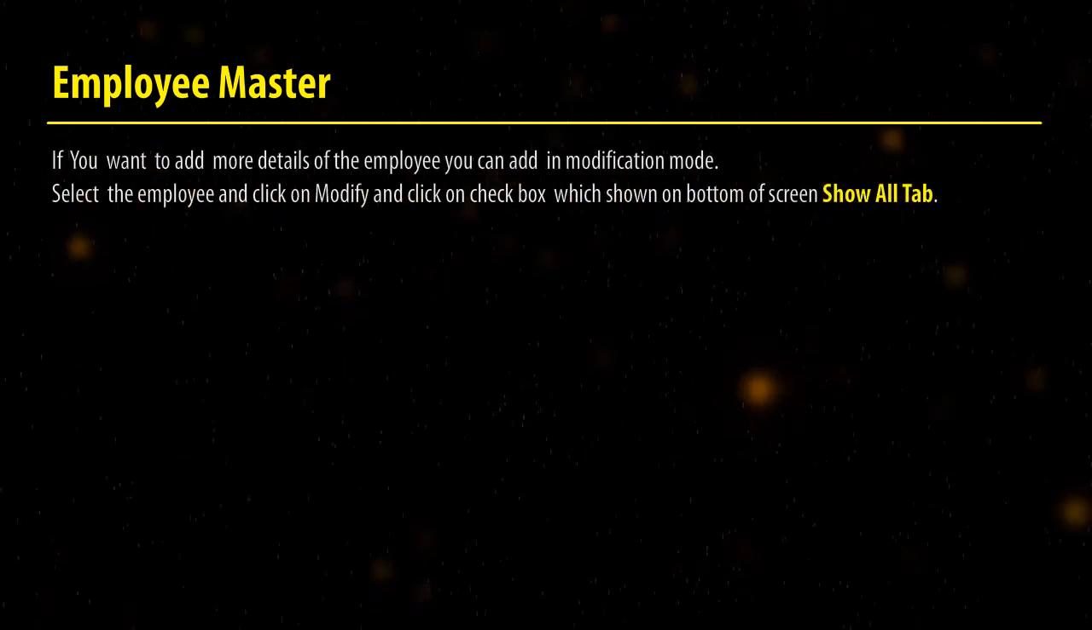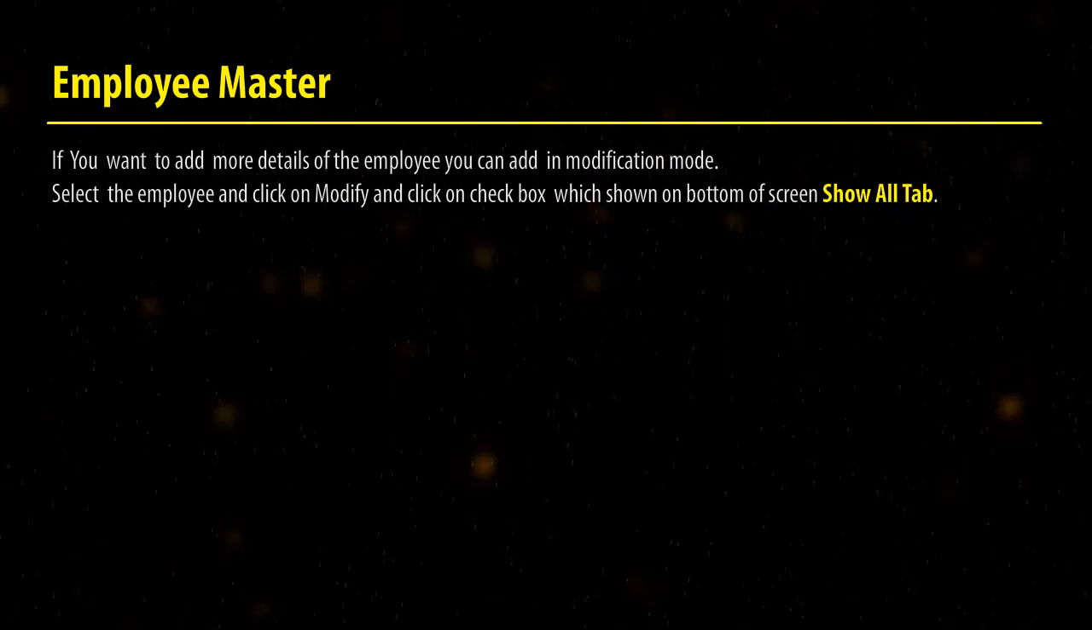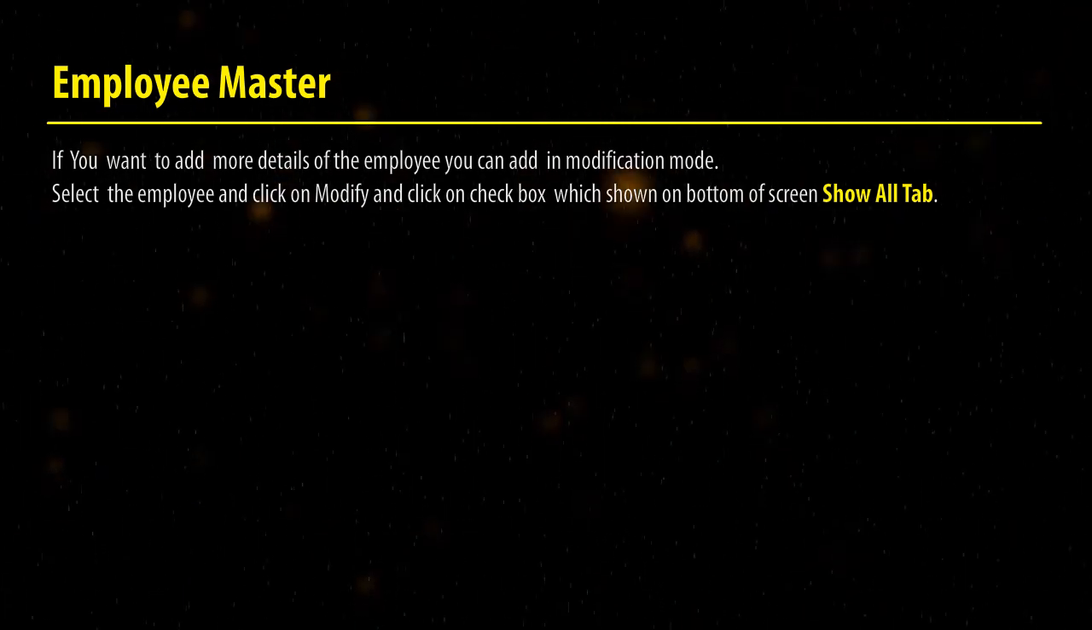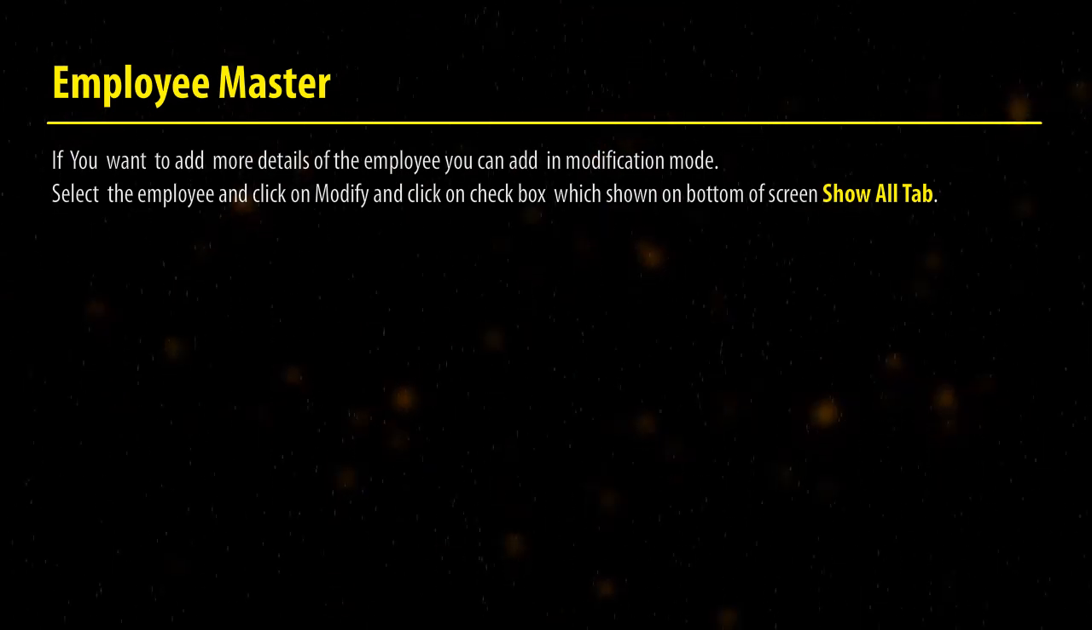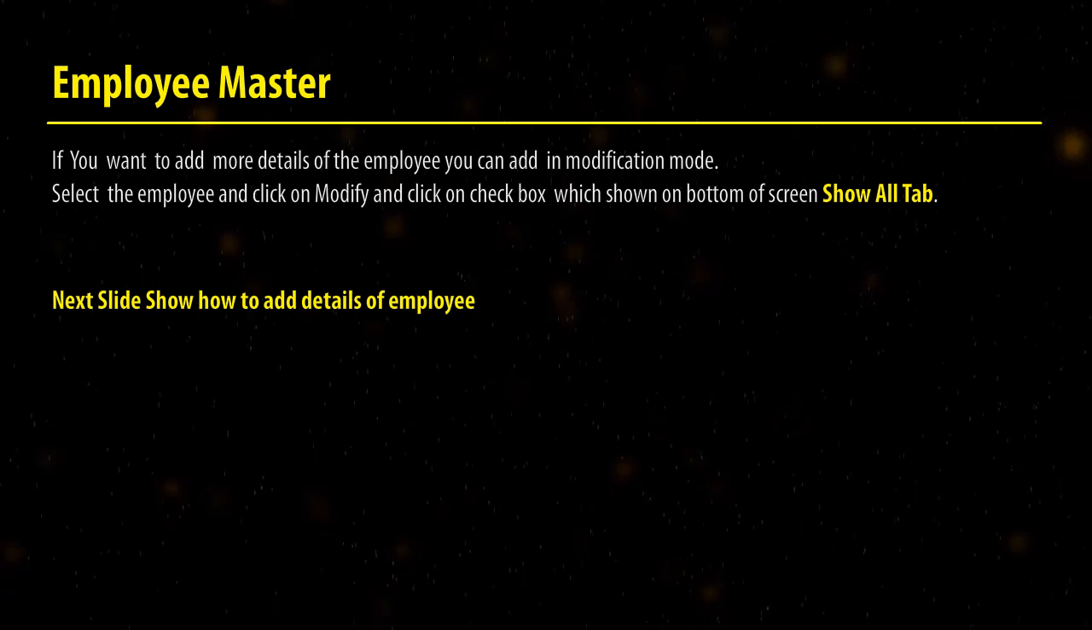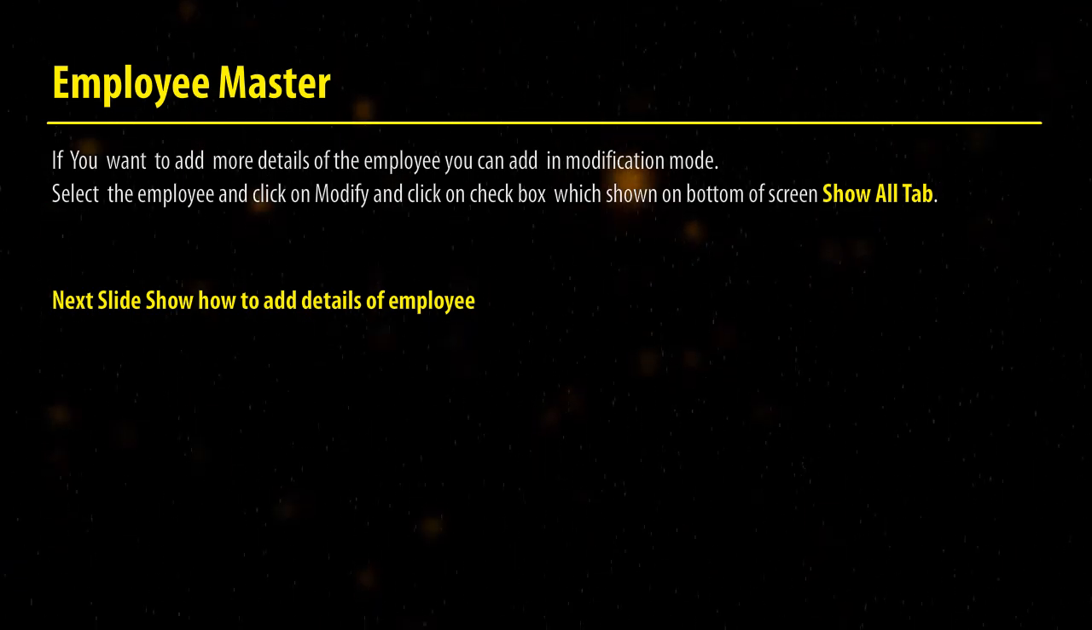If you want to add more details of the employee, you can add in modification mode. Select the employee and click on Modify and click on the checkbox which is shown at the bottom of the screen, Show All tab. The next slide will show how to add details of the employee.